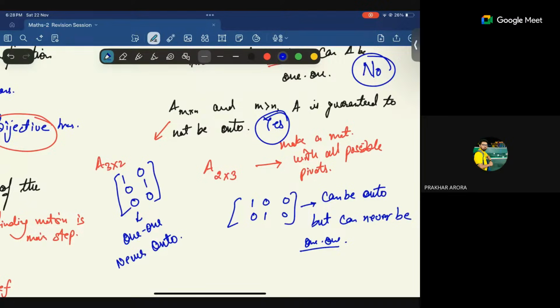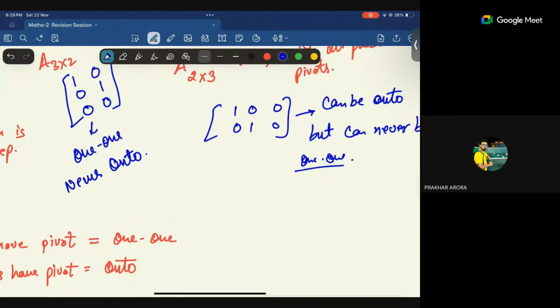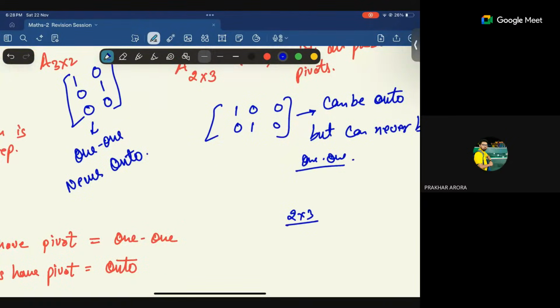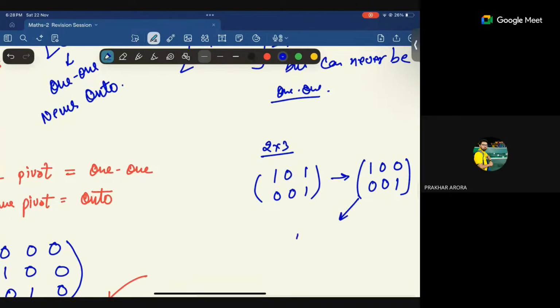Yes, Moleswaran. For a 2 cross 3 matrix, the matrix that you gave is 1 0 1 0 0 1. Let's take this. Now this matrix, this is not in REF yet. This will be RREF like this. Now can you tell me, is this 1-1 or is this onto? From here you can tell me that this is onto, but this is not 1-1.